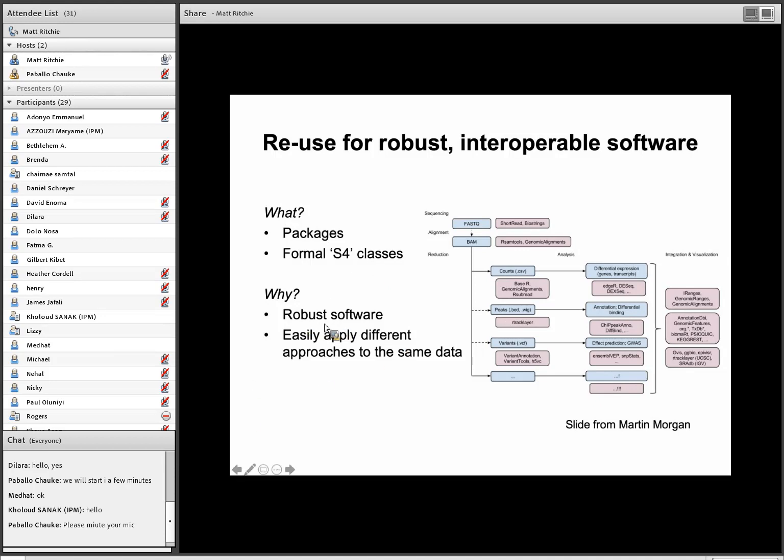And so this helps ensure robustness, and it also helps having lots of tools that can assume you're dealing with the same type of data and apply different approaches for looking at that data.